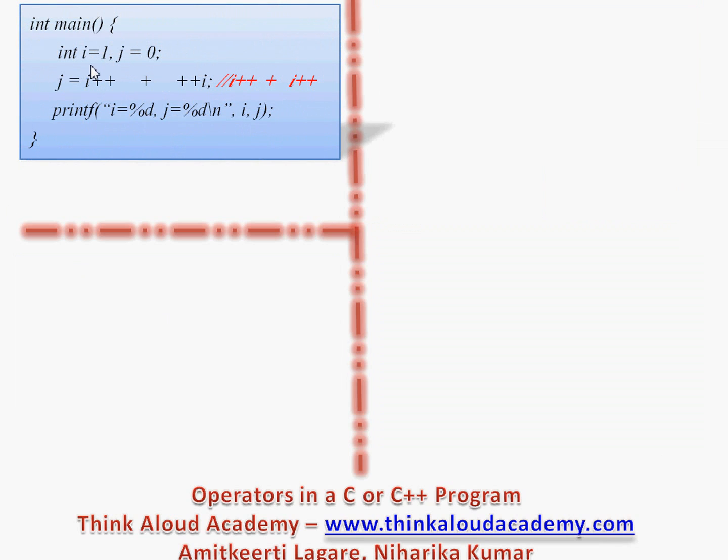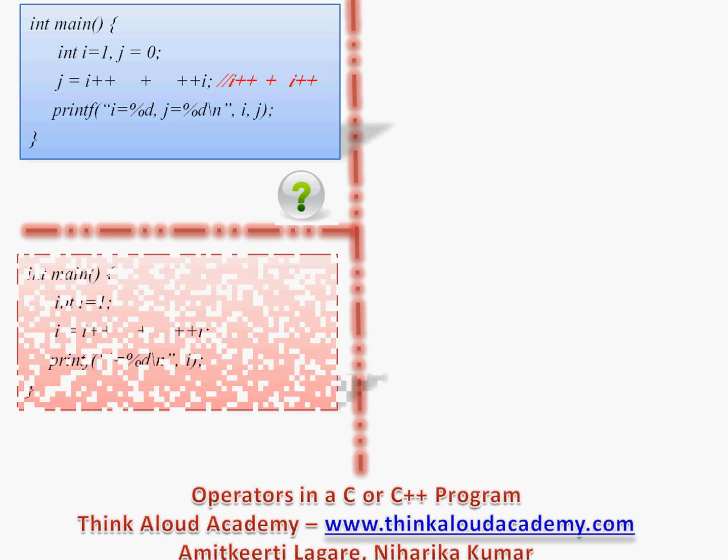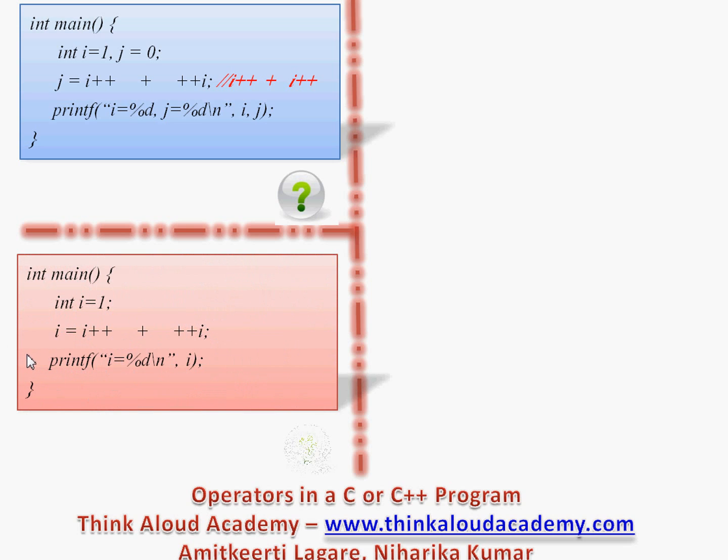I have one more example here. I set i = 1, j = 0. Then I do j = i + i++, or I could have done it as i + ++i. In this case, when I print i and j, what would be the values? A similar example is given below, where instead of j = i + i++, I did i = i + i++. Is this a valid statement and what would be the value?